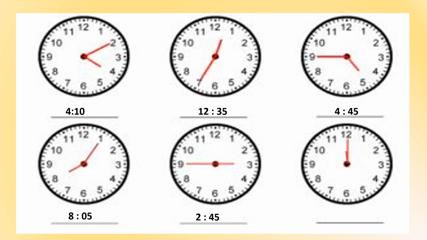So in this way, children, you can say the time or write the time. Just see where the minute hand is. There you have to read out the table of 5, and see where the hour hand is. So in this way, you can easily identify the actual time.